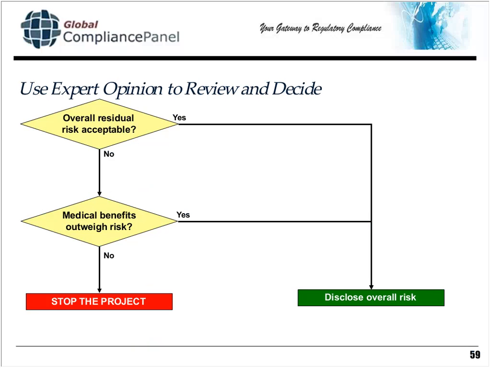So the first question is, is the overall residual risk acceptable? And I know what counts as acceptable because I defined it up front in my plan. If the answer is yes, I'm going to decide what to disclose. In other words, what does the user need to know? If the answer is no, it's not acceptable, then I'm going to do a risk-benefit analysis. And the risk-benefit analysis is going to answer the question, do the benefits outweigh the risk? If the answer is yes, I'm going to go to disclose. If the answer is no, my recommendation is to seriously consider stopping the project.